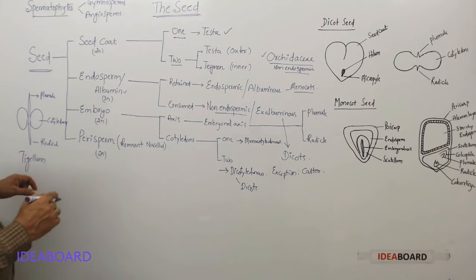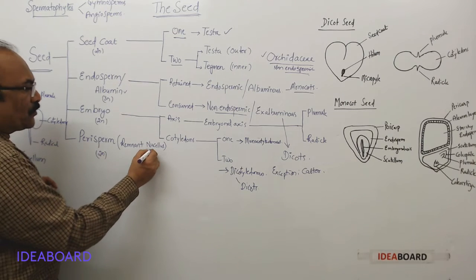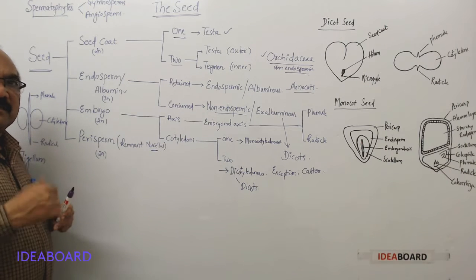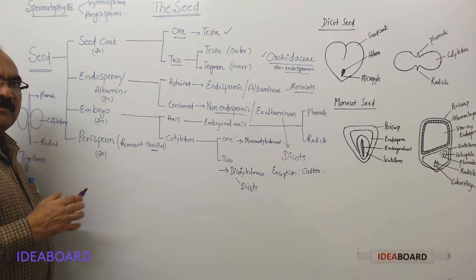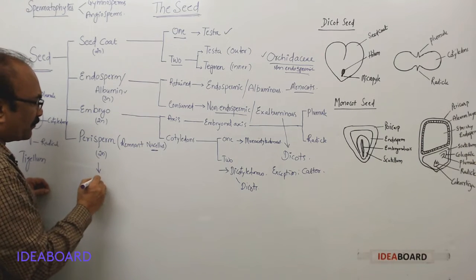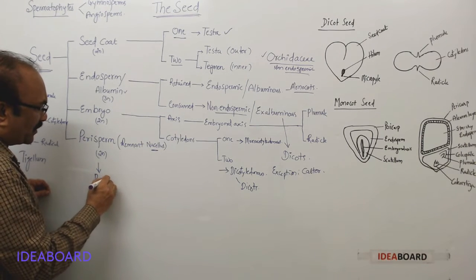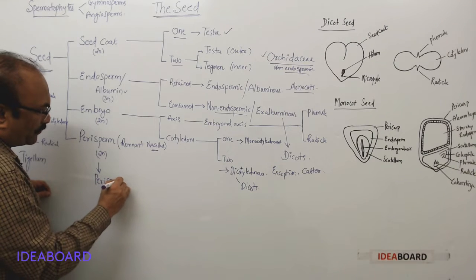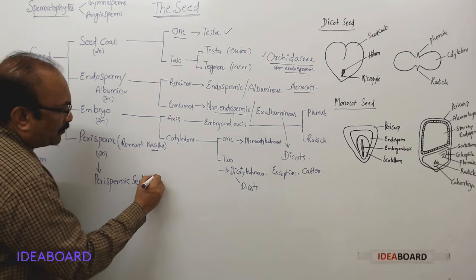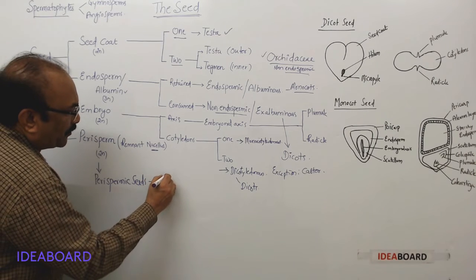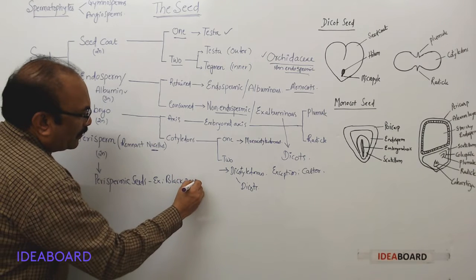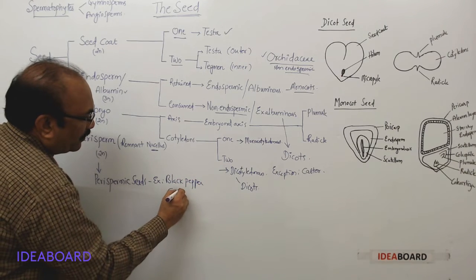And sometimes you will find this nucellus. Actually, nucellus also gets consumed at the time of seed development, but in some cases you will find this perisperm, and the seeds with perisperm are called perispermic seeds. Perispermic seeds, and the example is black pepper and also coffee.